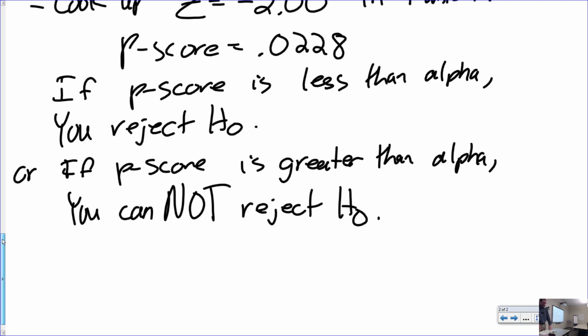Let's actually pick a problem from 10.3 then and do it. So let's do number 25.